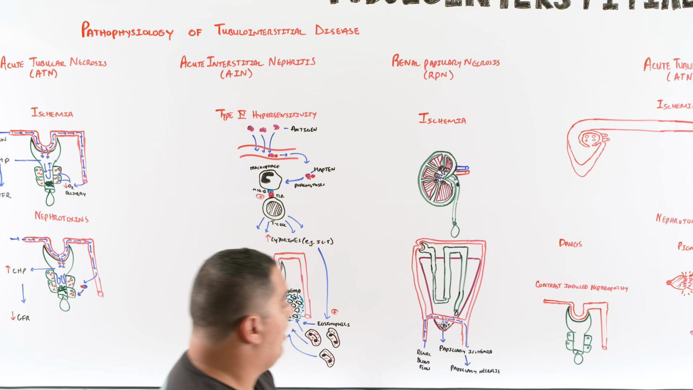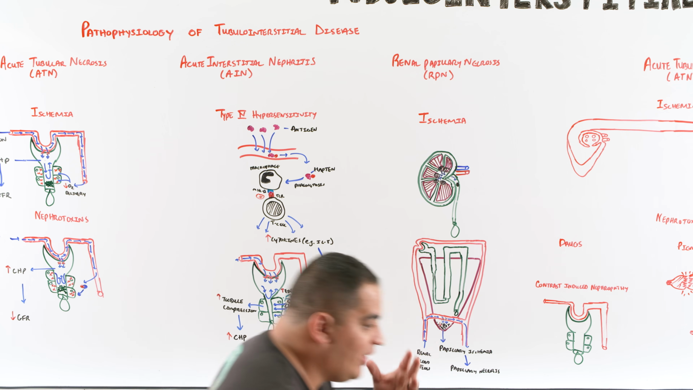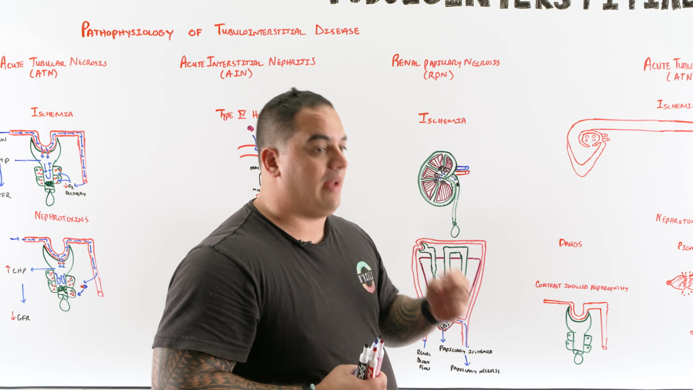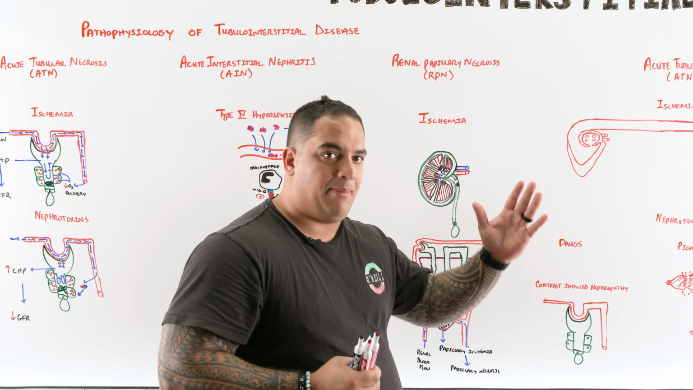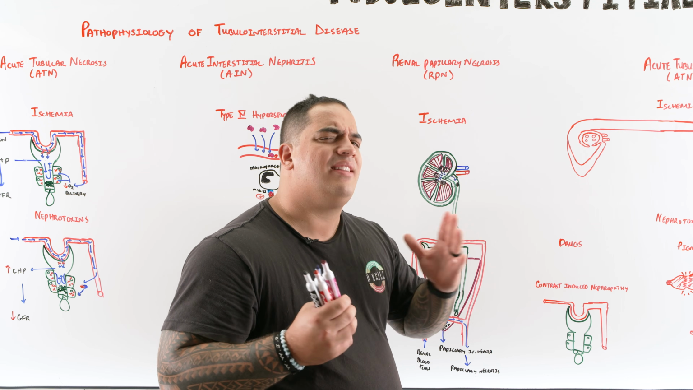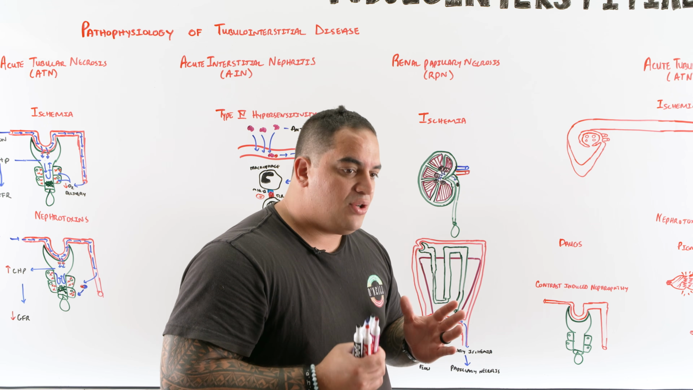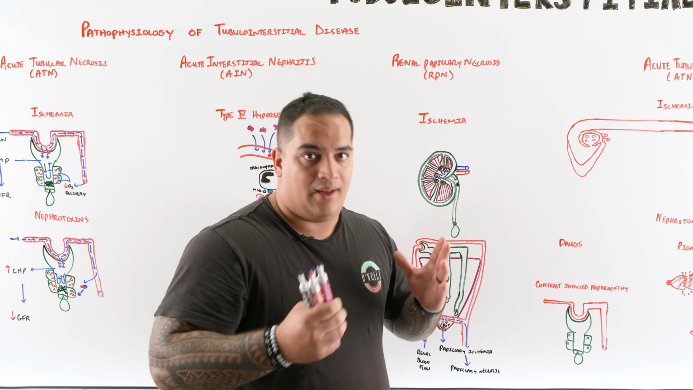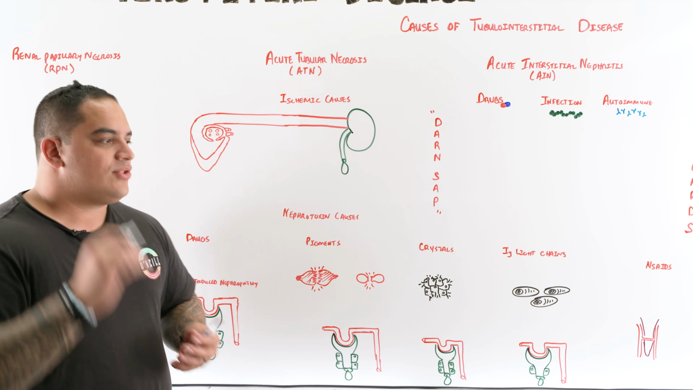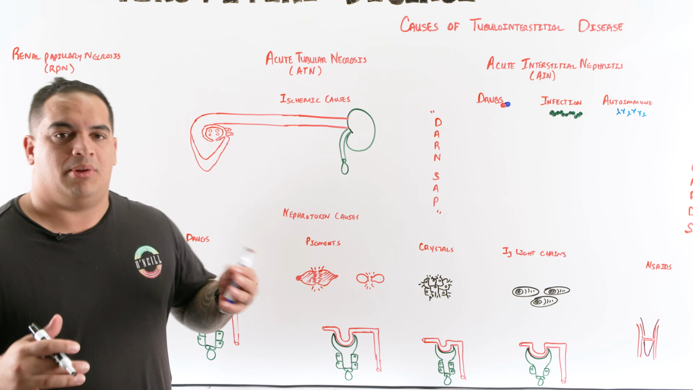So now at this point, what I've left you with is that we have 3 tubulointerstitial diseases to talk about: ATN, AIN, renal papillary necrosis. All of them have slightly different pathophysiology. What I need you to start asking is, what's causing this particular disease? All right, so let's talk about the causes of each one of these tubulointerstitial diseases.